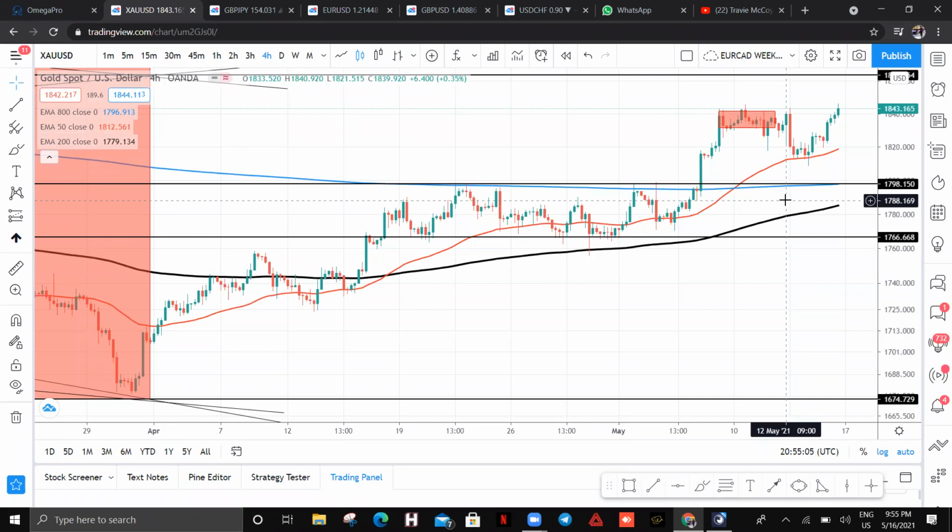We started buying gold from 1,670 something. We bought it at 1,700. We bought it at 1,800 and something, and it's heading towards that area.